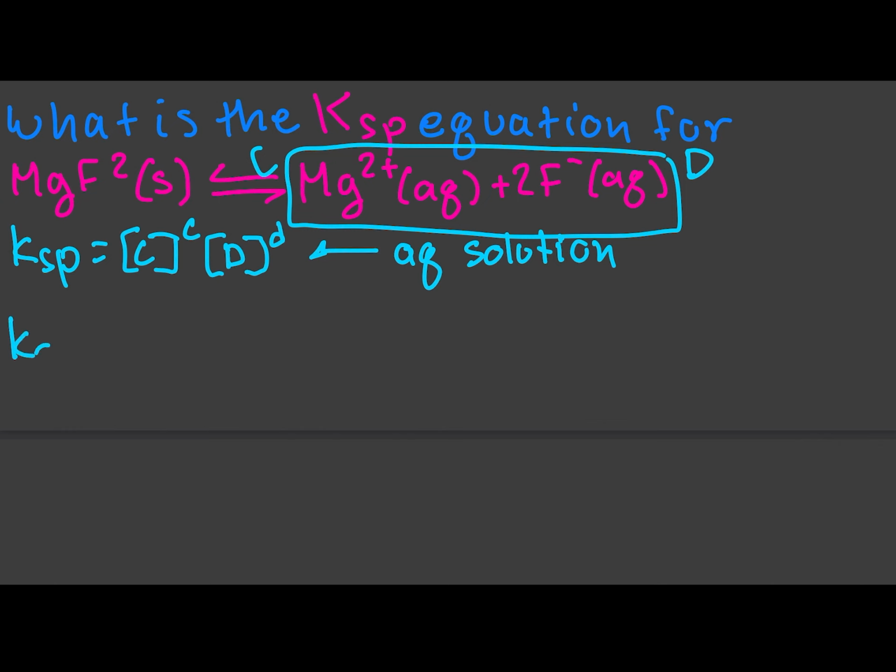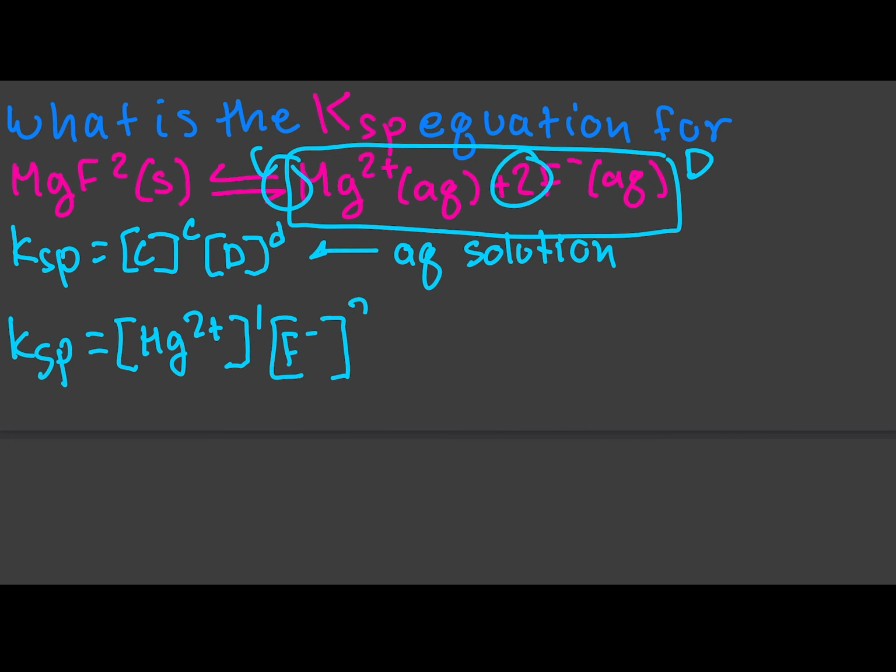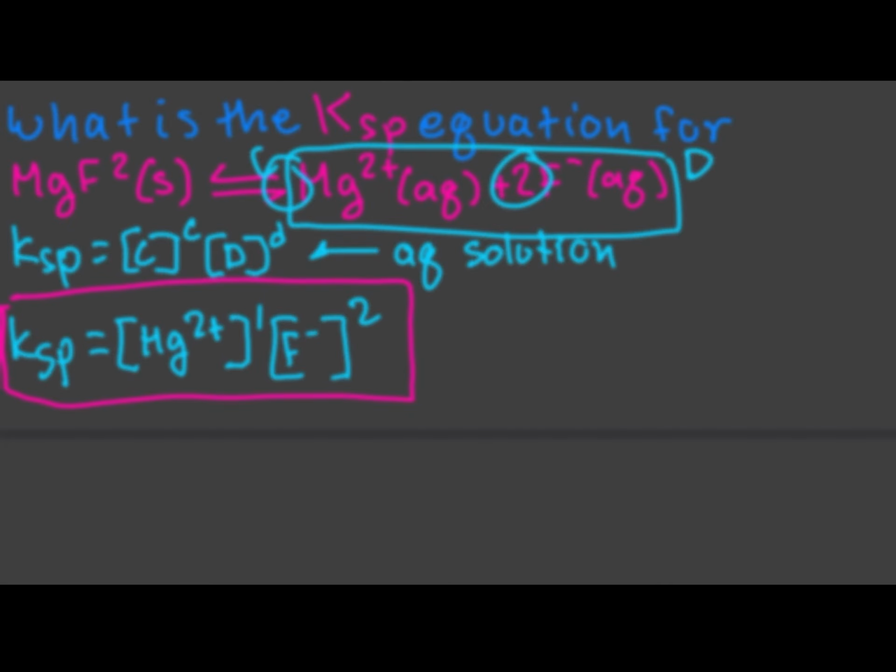This will therefore make the Ksp equation equal to magnesium 2+ to the power of its coefficient, which in this case is just 1, that hidden 1 there, times the fluorine ion to the power of its coefficient, which in this case is 2. So this right here is going to be the general Ksp equation for magnesium fluoride: Mg 2+ ions plus 2 F minus ions.